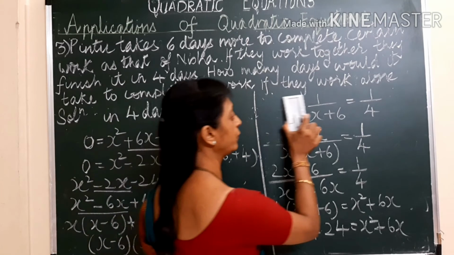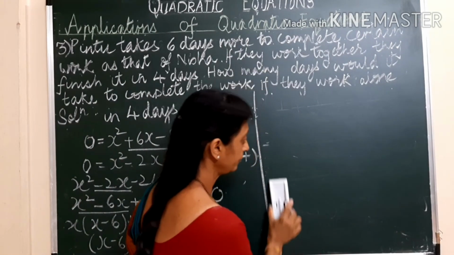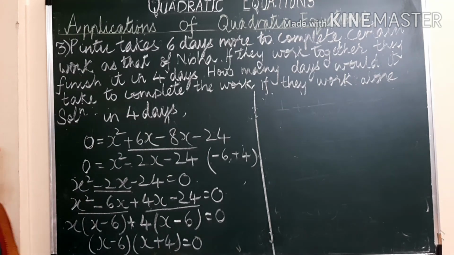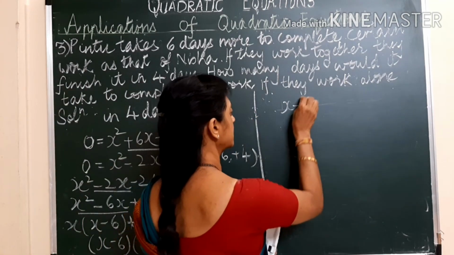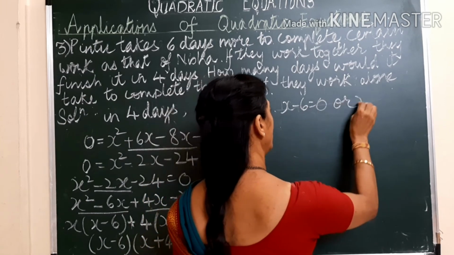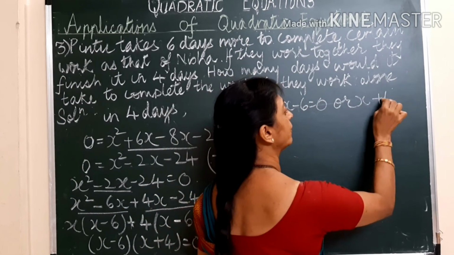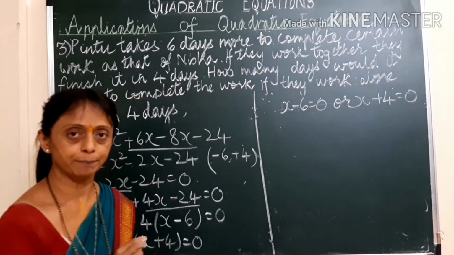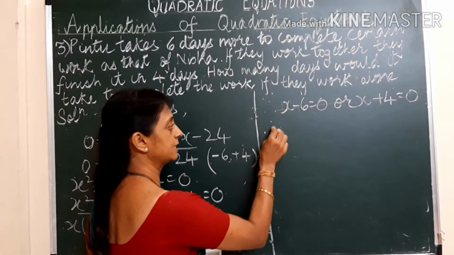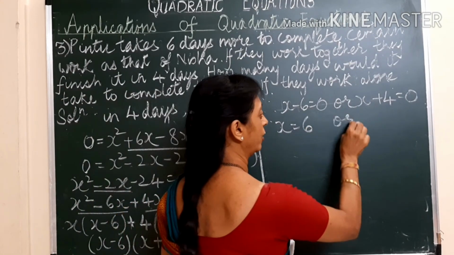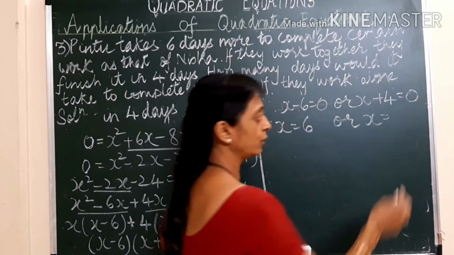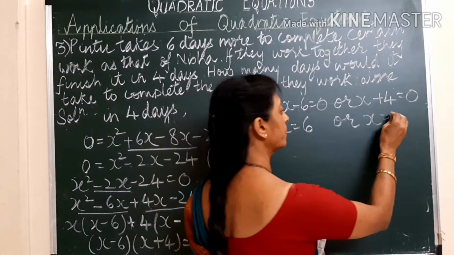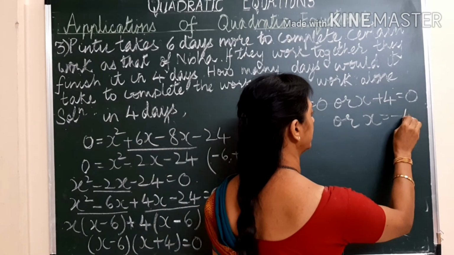So the last few steps, children: either x minus 6 is 0 or x plus 4 is equal to 0. Therefore, x minus 6 is equal to 0 or x plus 4 is equal to 0. In this case, minus 6 goes on the other side, becomes plus 6. 0 plus 6 is 6, or in this case, plus 4 goes on the other side. So you are getting over there 0 minus 4, which is equal to minus 4.